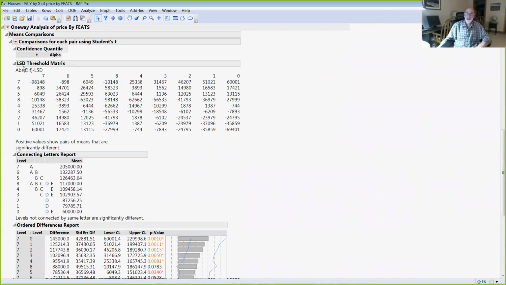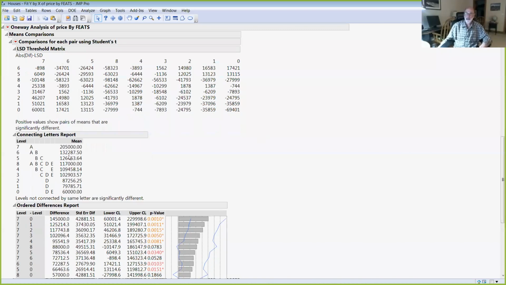One way is called the LSD, which is not a drug here. It's called the least significant difference threshold matrix. Any positive values are means that are significantly different. Negative values mean you don't have enough evidence to say that they're significantly different. So you can isolate which ones are significantly different. By far, not the easiest way to look at this. The connecting letters report takes a little getting used to, but it's actually a pretty easy way to describe it.